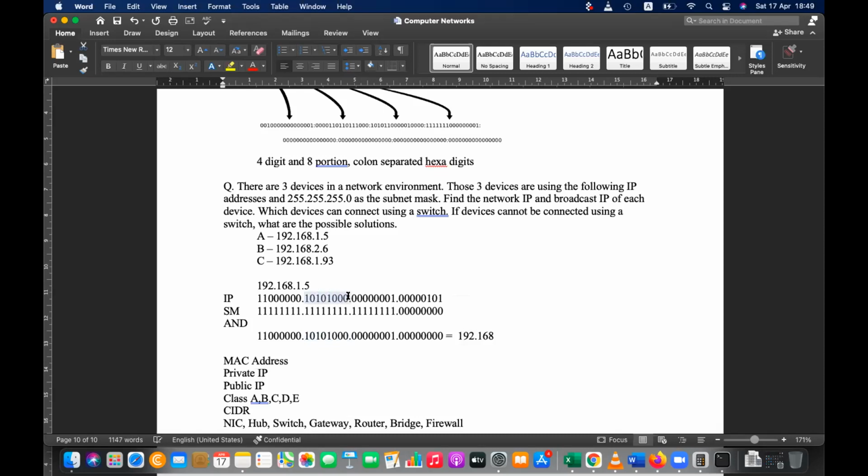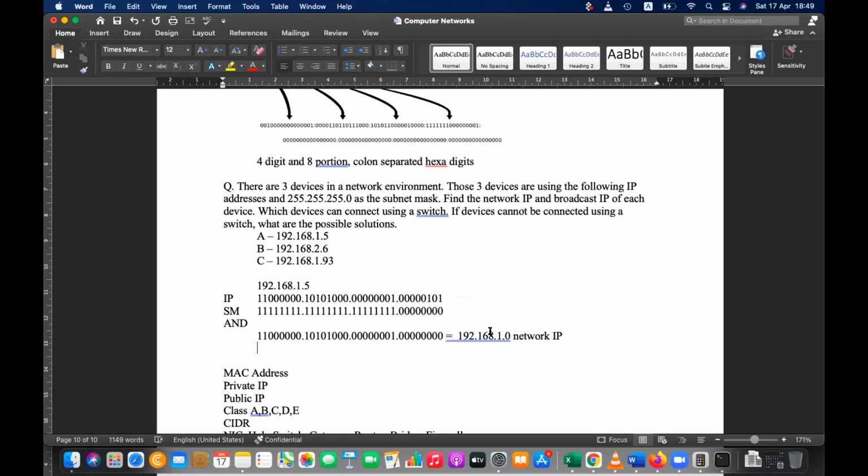There's another law I think you can remember. A and 1 is A. Something AND 1 will be something. A and 0 will be 0. Something AND 0 will be 0. So that rule applied here. And the result, ending in 0, is called the network IP. So this is how you can calculate the network IP.